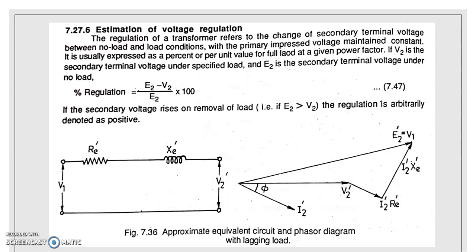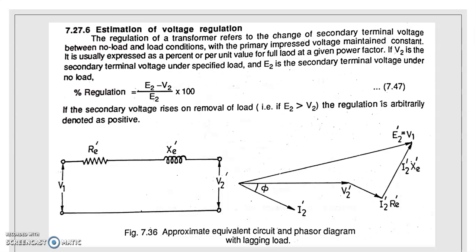If secondary voltage rises while the load decreases, that is, removal of load, so E2 becomes greater than V2. So then the regulation is arbitrarily denoted as positive. If suppose load is going to increase, then secondary voltage is going to drop. So we can say that V2 is greater than E2. So the regulation becomes negative.